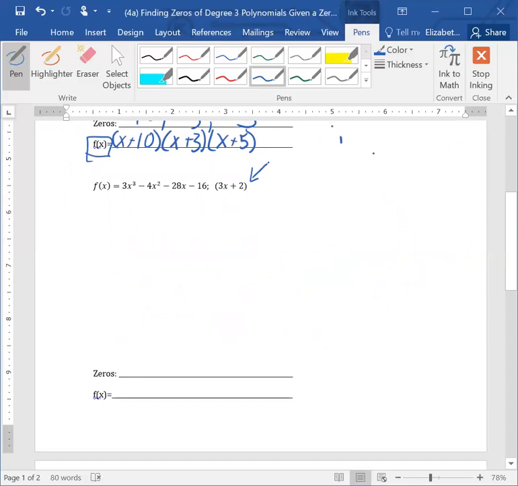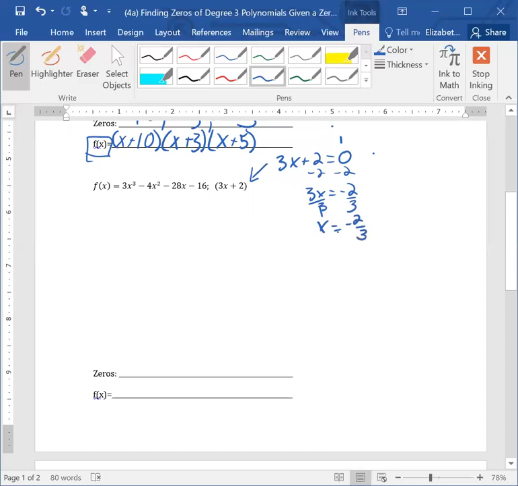Is a factor, so let's set it equal to 0 so we can find our divisor. So 3x plus 2 equals 0. Subtract 2 from both sides, so 3x equals negative 2. So this is x divided by 3. So x equals negative 2/3.